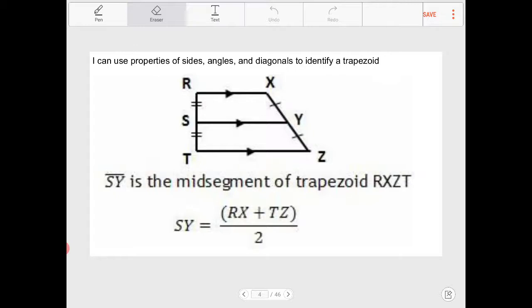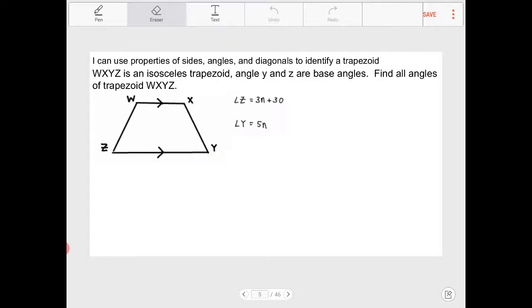All right, let's see what we can do with the information that was just introduced. Let's take a look. So here we have WXYZ is an isosceles trapezoid. Angle Y and Z are base angles. Find all angles of trapezoid WXYZ. I want to encourage you to pause the video and try this on your own. See what you can make of this, and then we'll get back together.